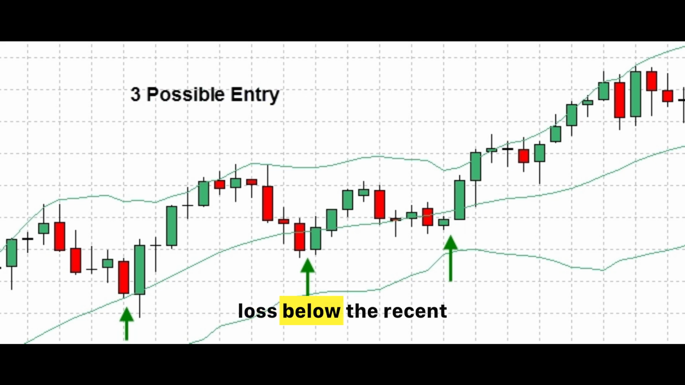Set your stop loss below the recent swing low or just outside the lower band. Target the middle band first, then the upper band for larger moves.